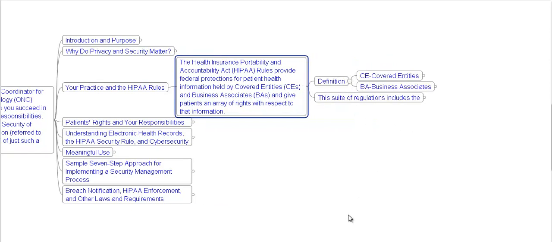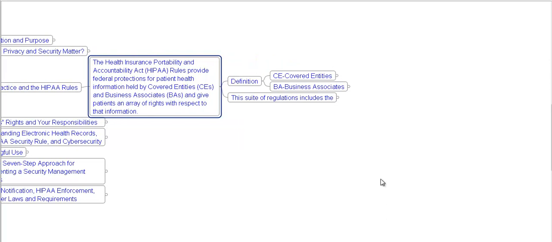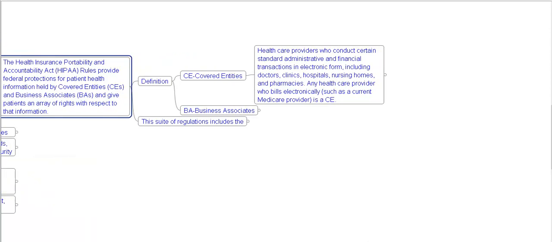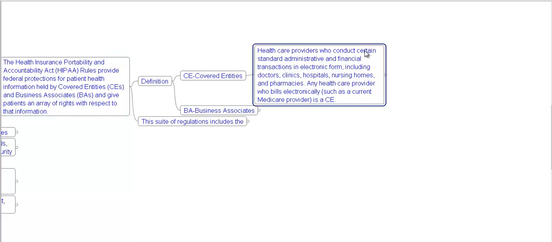Some definitions. What are covered entities and what are business associates? Who comes under covered entities? Healthcare providers who conduct certain standard administrative and financial transactions in electronic form, including doctors, clinics, hospitals, nursing homes, and pharmacies. Any healthcare provider who bills electronically, such as current Medicare providers, is a covered entity.